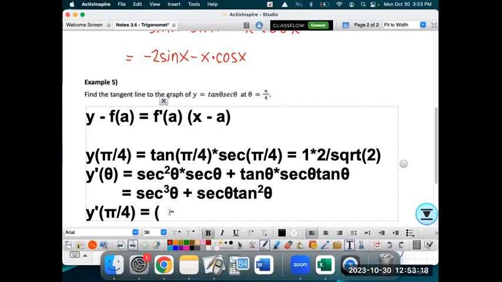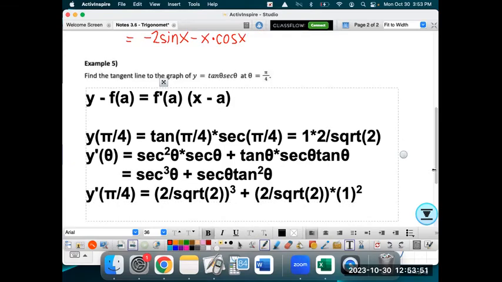Evaluating that at pi/4, I'm just going to put the result of secant pi/4 in parentheses. So secant of pi/4, like we said before, is 2 over square root 2. And then I'm going to cube that result, not square it. Plus secant of pi/4, again, 2 over square root 2, times tangent of pi/4 is 1. Square root of 2 cubed is going to be 2 square root 2. Plus 2 square root 2.